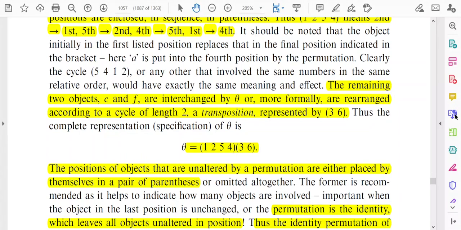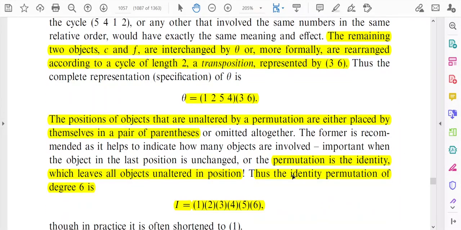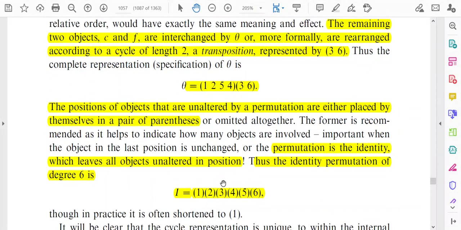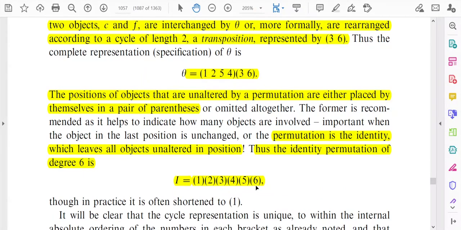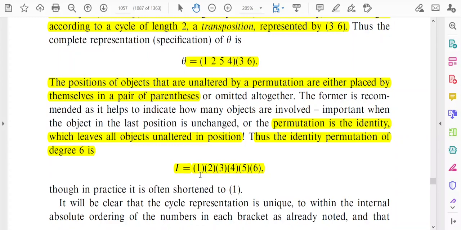So suppose there is some identity transformation or null operation. It means all the objects are unaltered. In that case, I is written in this fashion, that is (1)(2)(3)(4)(5)(6). It means each of the distinct objects is unaltered, and it is represented in this way, that is each object is written inside a bracket. So its meaning is that under a particular operation all the objects are unaltered, and it is known as the identity operation.